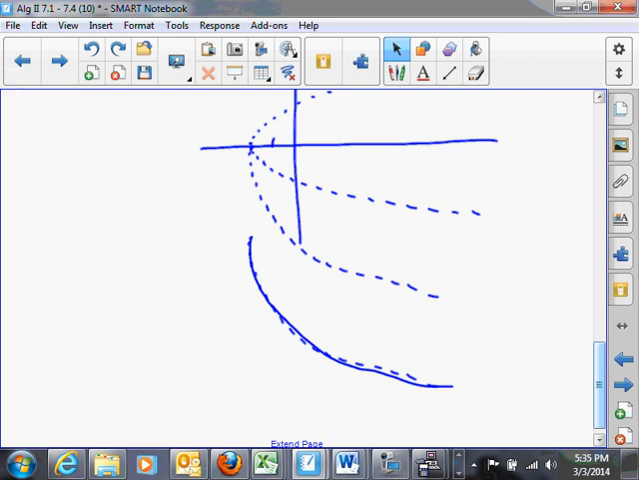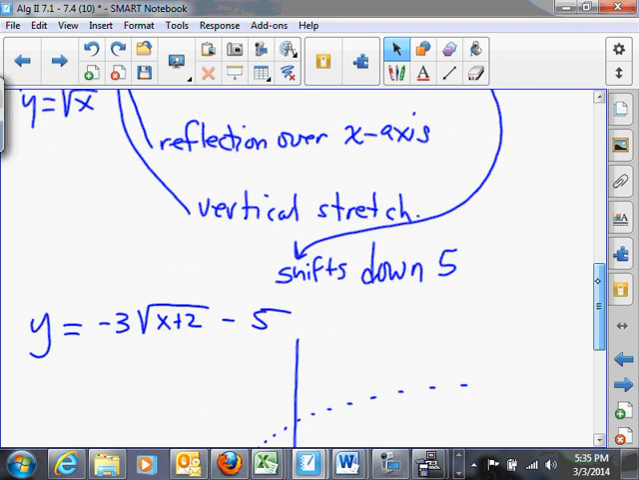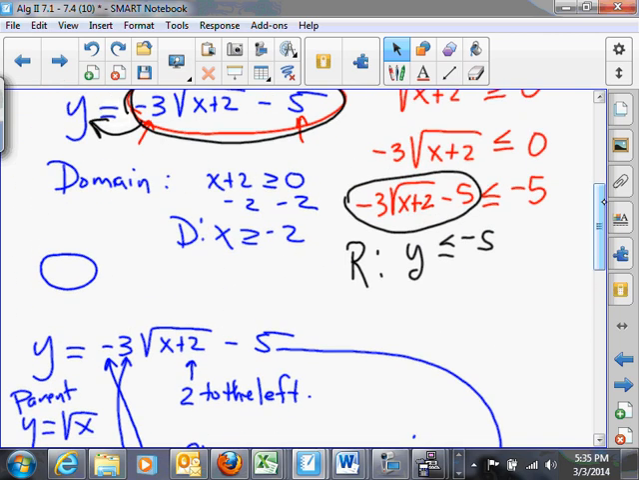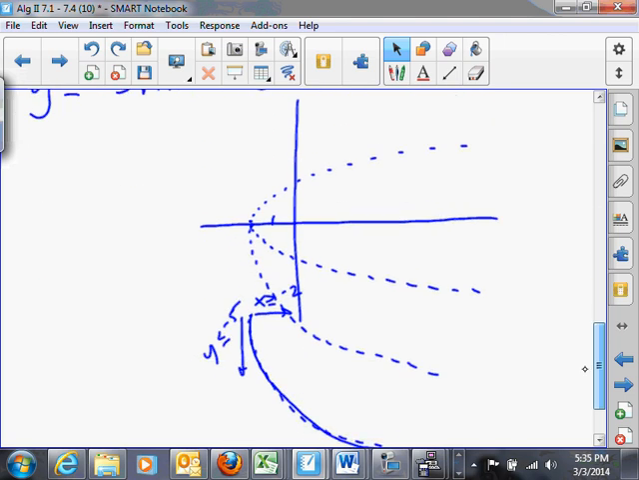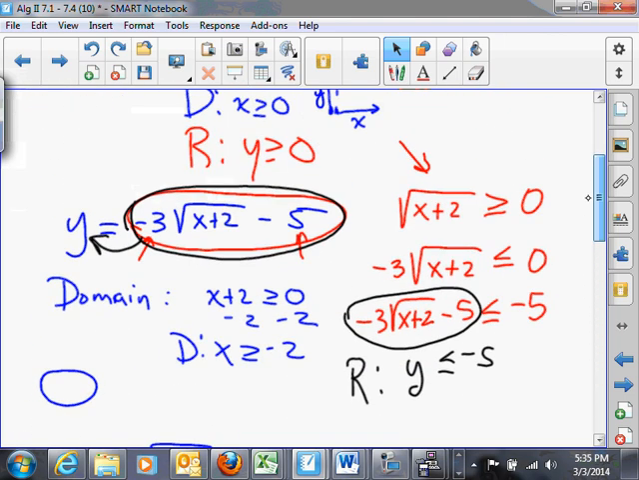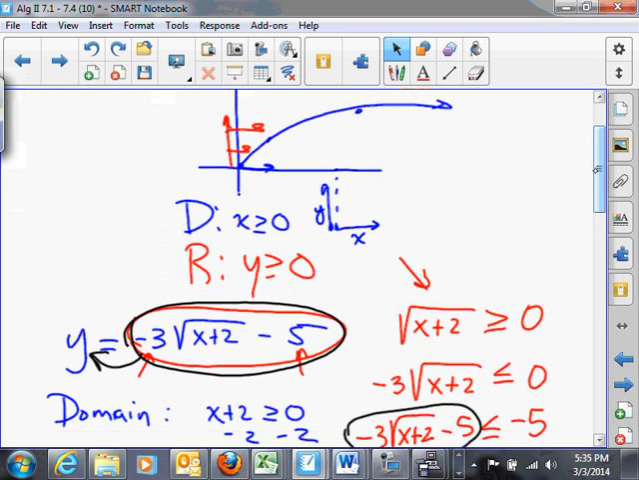Now, if they ask for the domain, notice x is greater than or equal to -2. Range, y is less than or equal to -5. You could also get that algebraically. In fact, we did up here, I think. X is greater than or equal to -2, y is less than or equal to -5. But you can read it from the graph as well. So these radical functions, these square root functions, actually do behave just like the transformations that we're used to seeing.